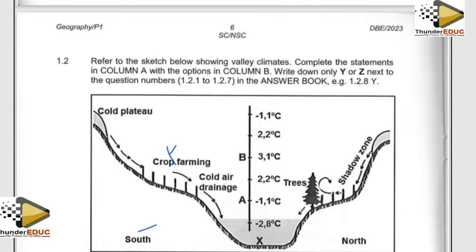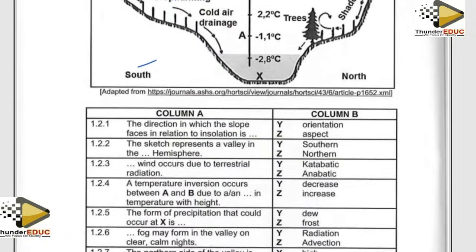Okay, so we go down there. See the questions. So we are using this to answer this question. So 1.2.1, the direction in which the slope faces in relation to the insolation. Yes, that is Z, which is Z here. The sketch represents the valley, which hemisphere? The hemisphere obviously is southern hemisphere. Why? Because the north-facing slope is warmer than the south-facing slope, which makes it the southern hemisphere. So here is why.